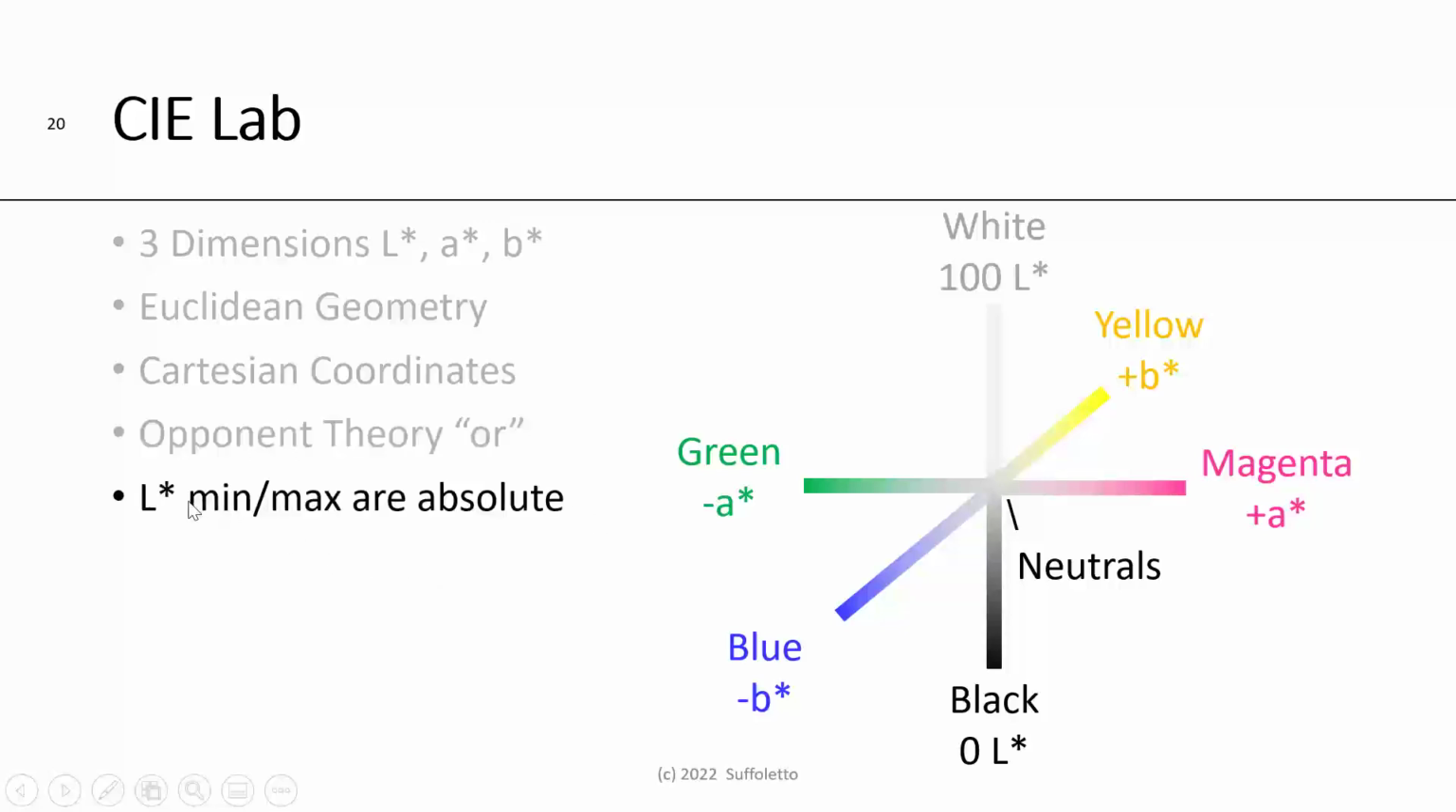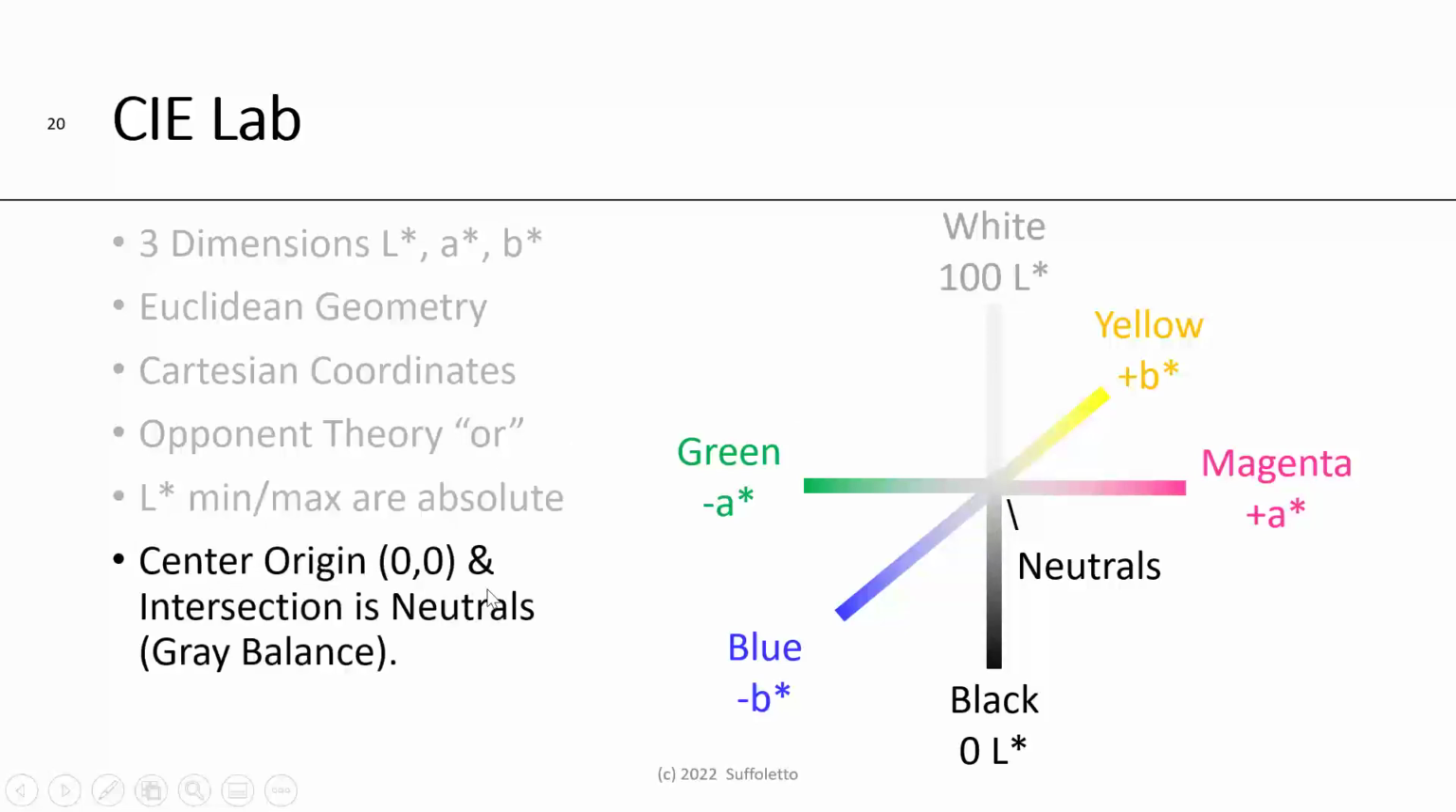So the L star goes from 0, which is black, to 100, which is white. Those are the maximum values, by the way, minimum and maximum. And then you have the center origin at the intersection. This is 0, 0. And these are where the neutrals reside, your gray balance figures. So when your A is plus, you're magenta red. When you're opposite of that, minus A, you're green. When B is plus, you're yellow. Opposite from that, you're minus B, you're blue. So that's your CIELAB space.